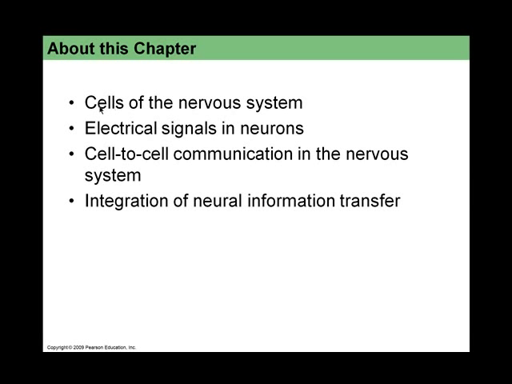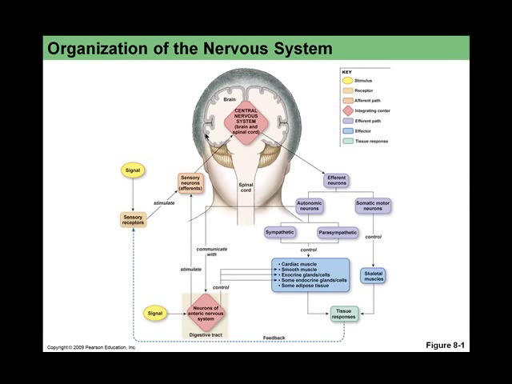So about this chapter. This first A-1 presentation is on the cells of the nervous system. Then the A-2 will focus a lot on the electrical signals in neurons. Then we'll proceed to the B and the C on cell-to-cell communication in the nervous system, then the integration of neural information transfer. So we begin with this brief overview of the organization of the nervous system.